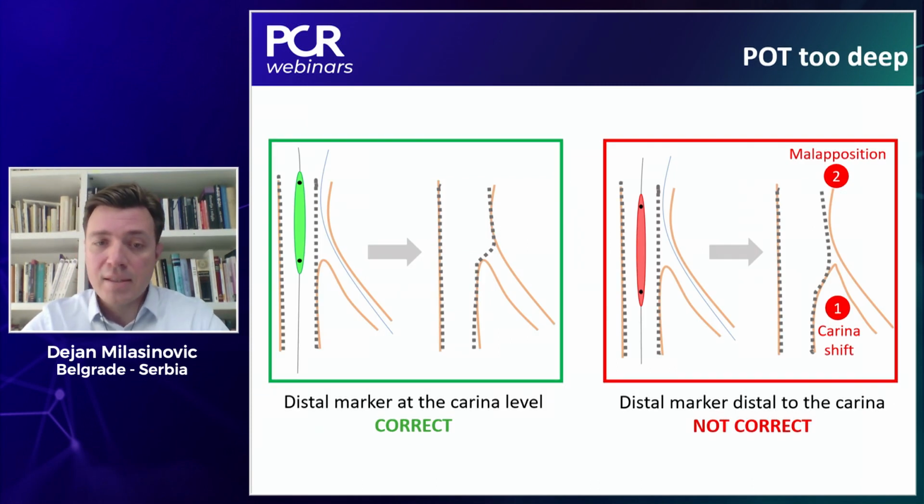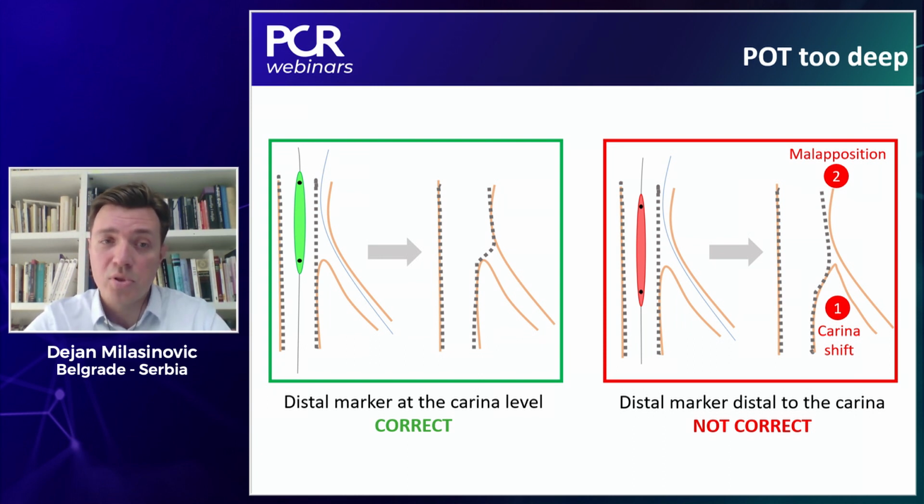And as the last slide in this series, this is basically the introduction of the first part of the webinar, and that is what are the pitfalls that are connected with POT. So what you can do when you're performing POT is that you place the balloon too deep. And you see on the left-hand side of the slide in green, the way it should be done, with the distal reference, with the distal marker of the balloon at the place of the carina. And you see on the right-hand side of the slide, the way it should not be done. This is a POT too deep.